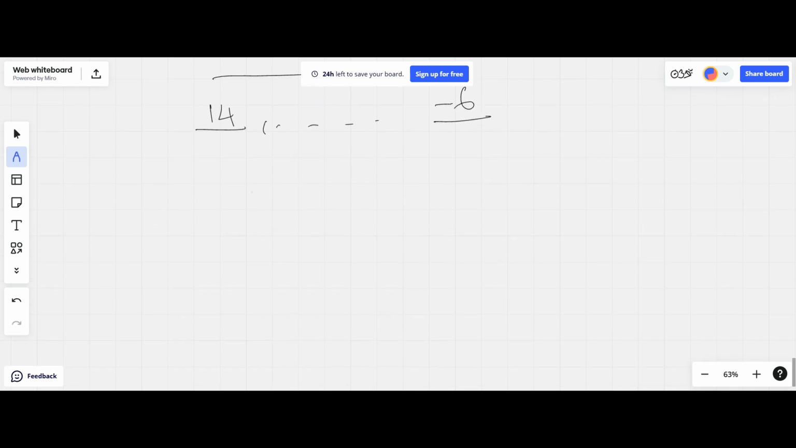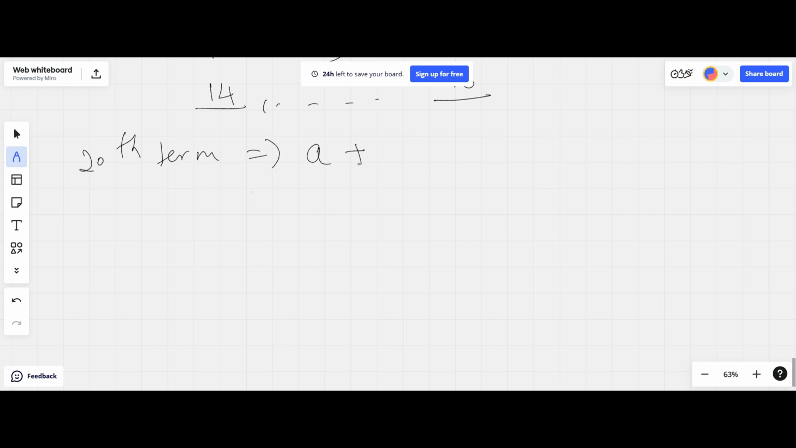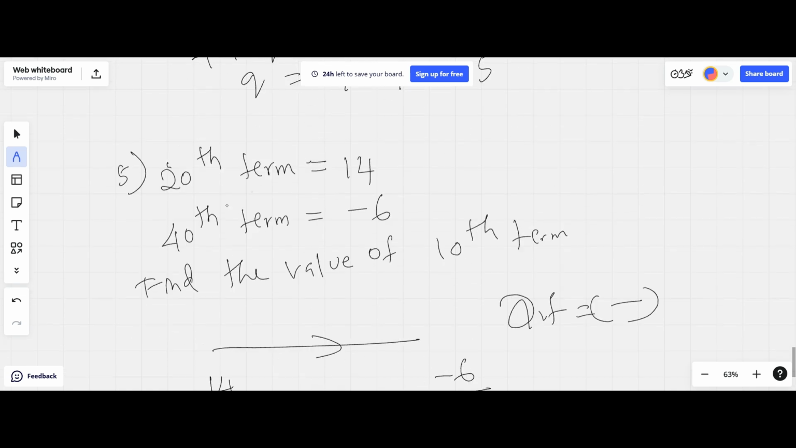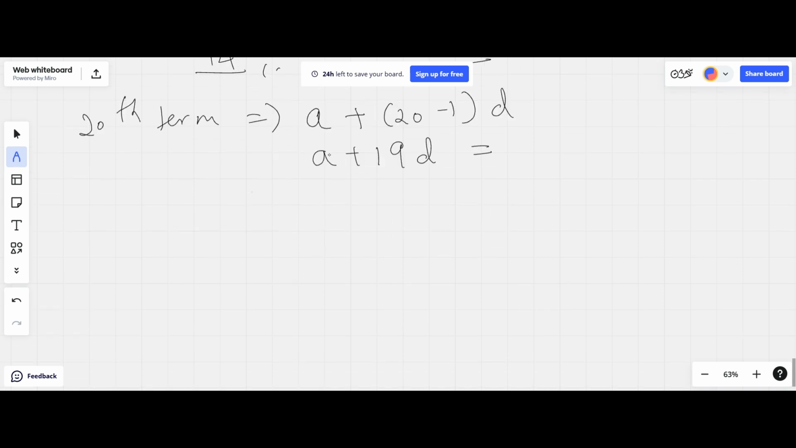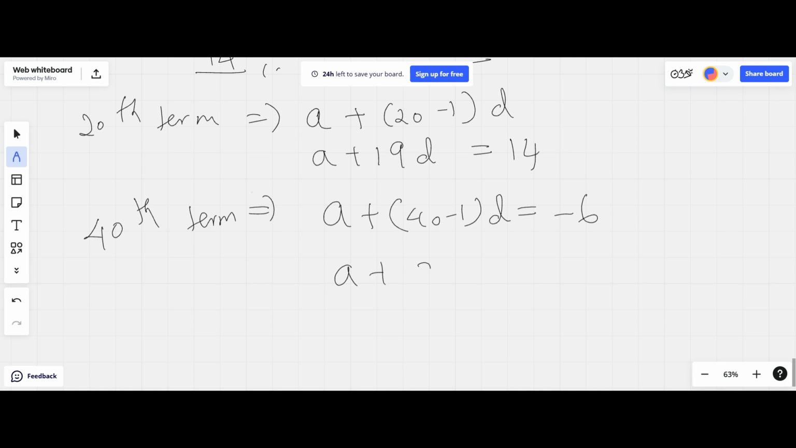We'll write some equations. The 20th term: A plus 20 minus 1 into D, so A plus 19D is equal to 14. The 40th term: A plus 40 minus 1 into D. They have given that it is equal to minus 6. So A plus 39D is equal to minus 6.